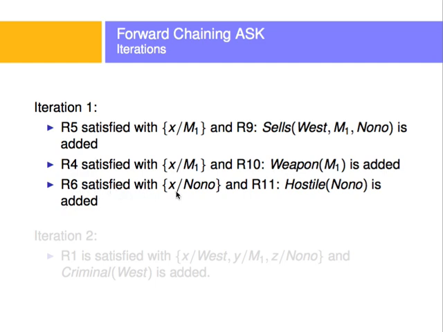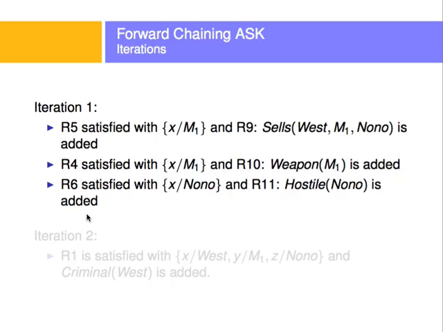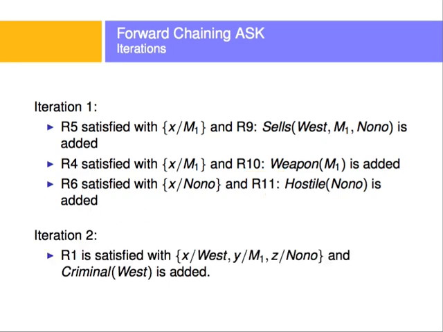And then rule 6 is satisfied with Nono, and Hostile(Nono) is added. So the rule here, Enemy(x, America), is satisfied with this one. We can unify those two, and then we can add Hostile(Nono) to the knowledge base. Now our knowledge base has rules 9, 10, 11. These are the rules I'm adding. Okay? And then if you add these rules, you iterate again in the knowledge base until you find the conclusion, or it can make no inferences.